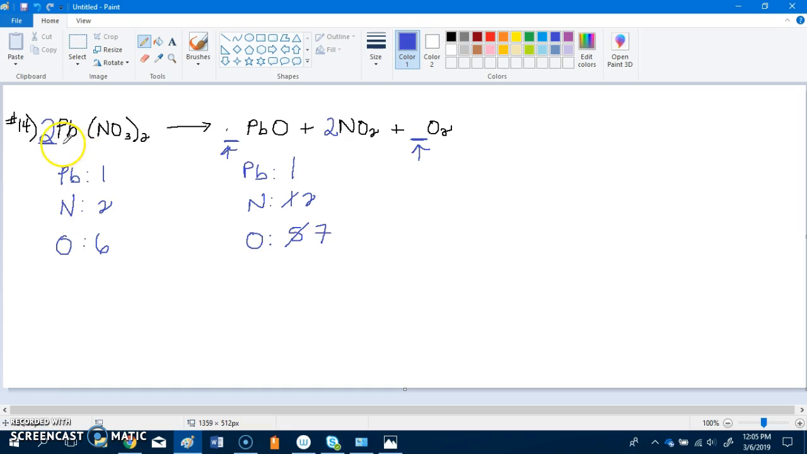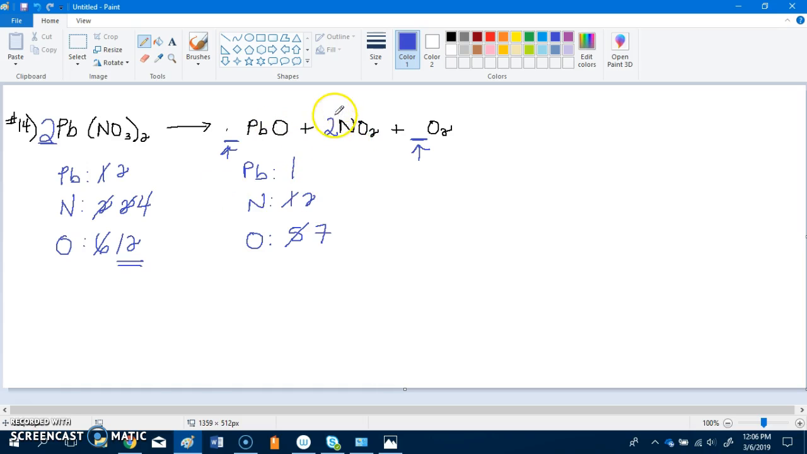So what I will get is 2 leads on this side. I'll get 2 nitrogens, and then I'll get 2 times 3 is 6, times 2 is 12 oxygens altogether. So all that I've done here is I have put a 2 in front of this one just to up my oxygen levels, just so that I have more to work with on my product side. In putting a 2 here, I did up my nitrogen to be 4. 2 times nitrogen is 2, times 2 is 4 nitrogen altogether.